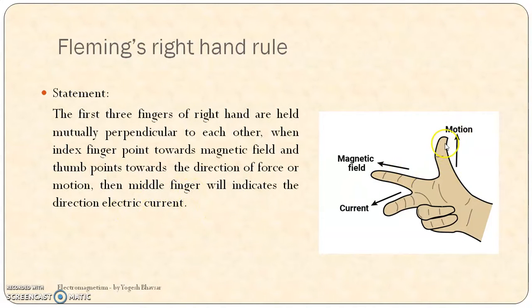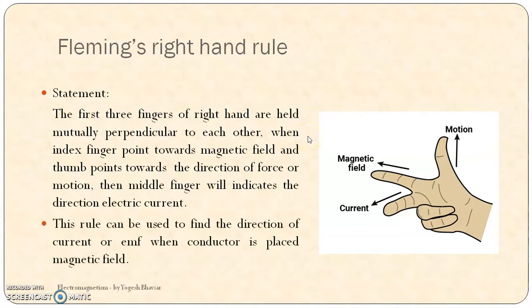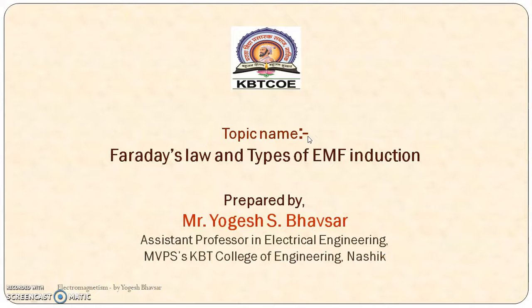So here we know the direction of force, that is motion. We know the direction of the magnetic field. Then the middle finger will show the direction of current. This is Fleming's right hand rule, right, which is often used to get the direction of current or EMF when the conductor is placed in the magnetic field. As I said, an example is the generator.